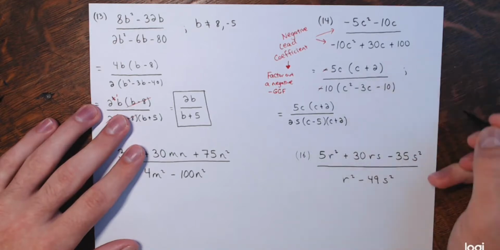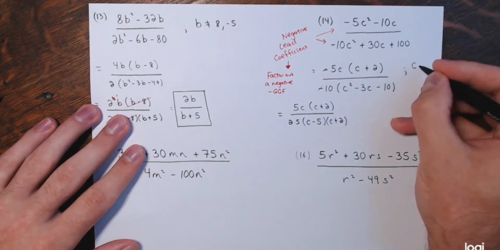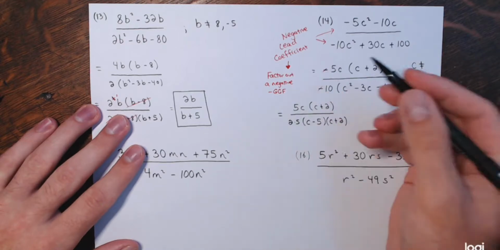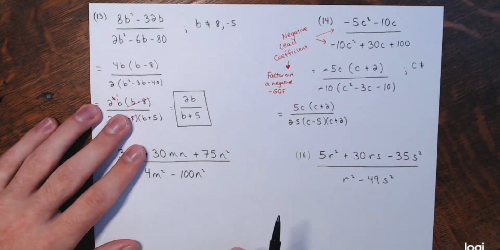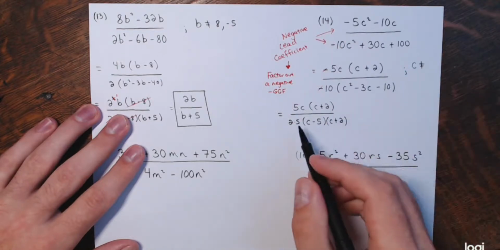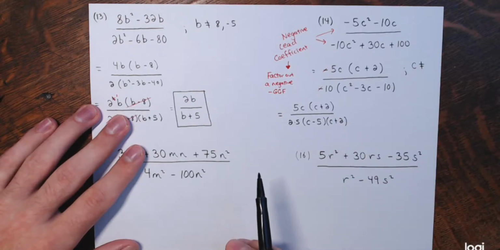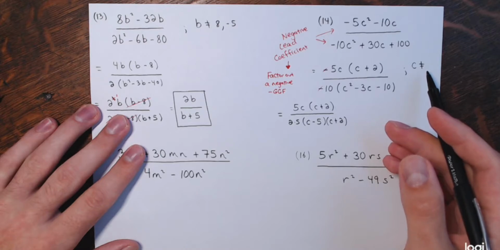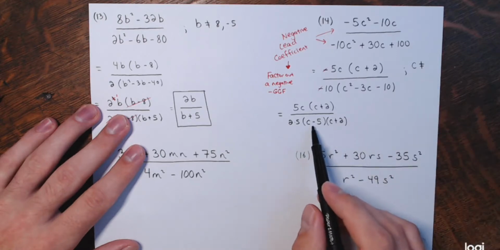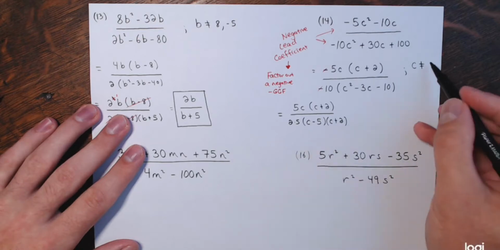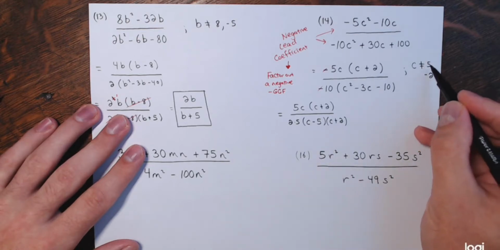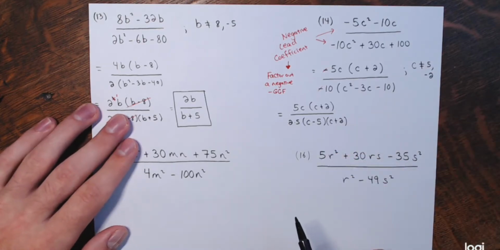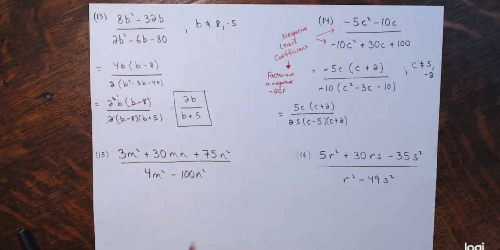All right, and then as with all the previous examples, before I cancel any common factors, or I know I already canceled the minuses, but that was just to make it look cleaner. Before I cancel any factors with variables, I'm going to state the values that those variables can't be. And based on this, looking at the denominator, c can't be 5 or negative 2. Because again, if c were 5 or if c were negative 2, I'd be dividing by 0 here, and that's not good.